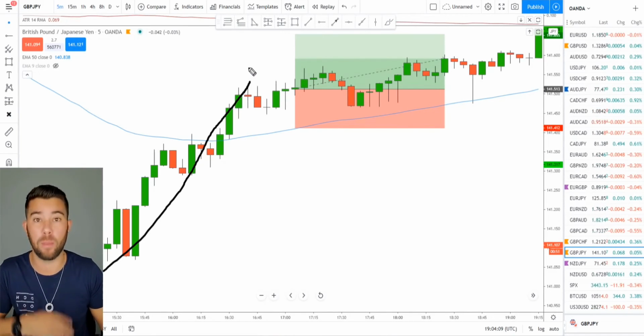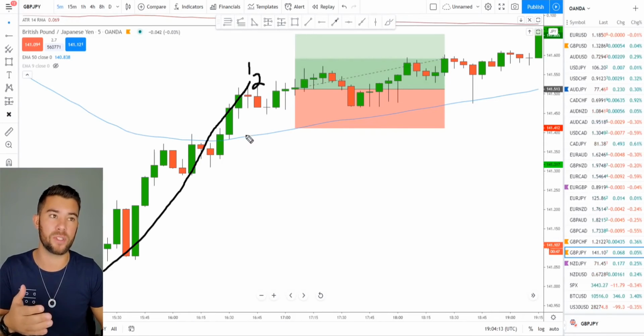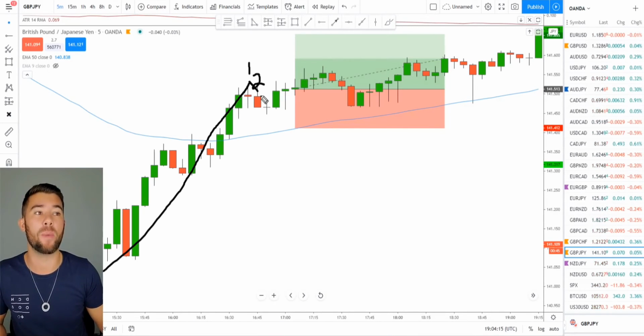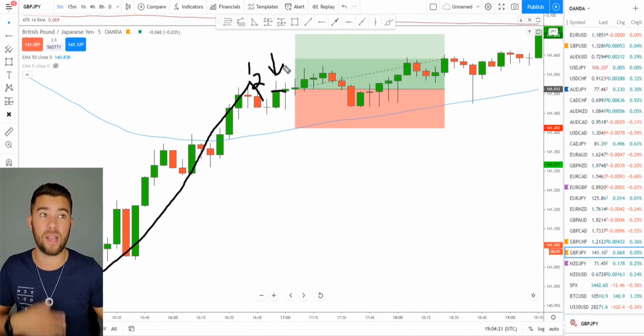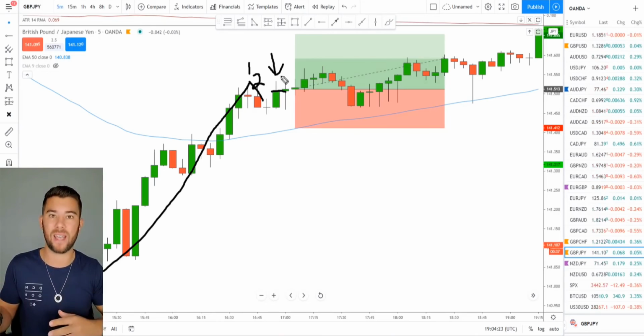The pullback itself, the rules are, it needs to be at least 2 red candles for a bullish version of this strategy. So we want to see a pullback of at least 2 red candles, and then we want to see our close above candle. That's exactly the strategy that went into this trade and the Canada yen trade.